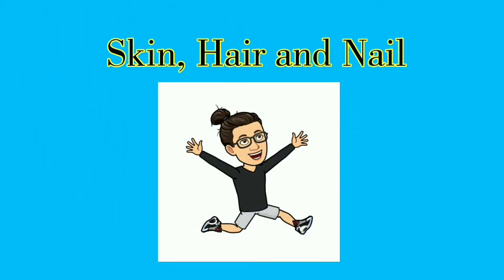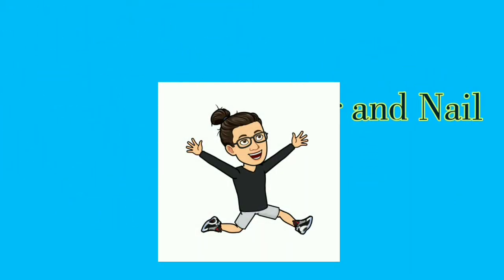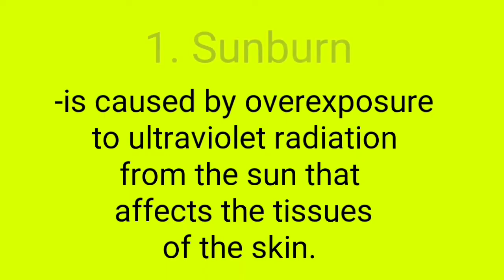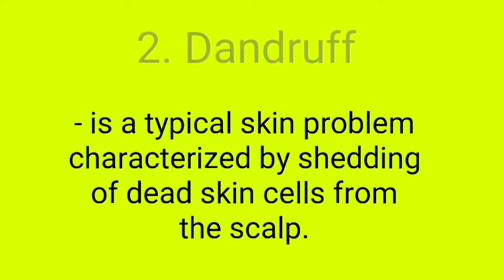Let's move on to skin, hair, and nail. Sunburn is caused by overexposure to ultraviolet radiation from the sun that affects the tissues of the skin. Dandruff is a typical skin problem characterized by shedding of dead skin cells from the scalp. Symptoms include unusually large amount of dead skin cells flaking, which is accompanied by redness, itching, and irritation.